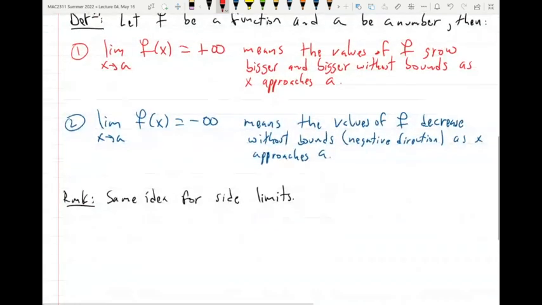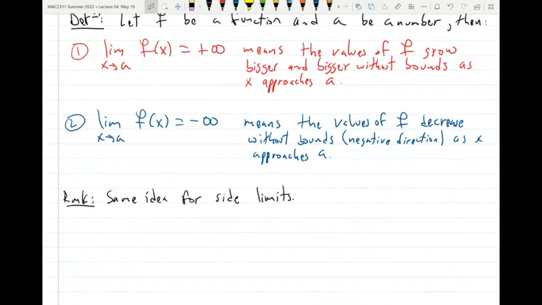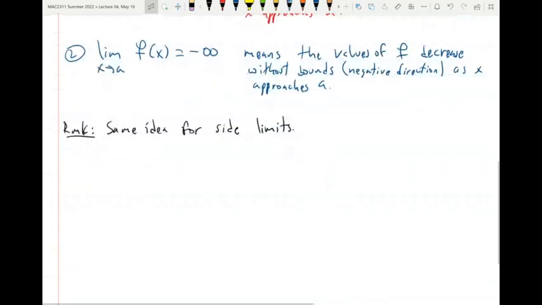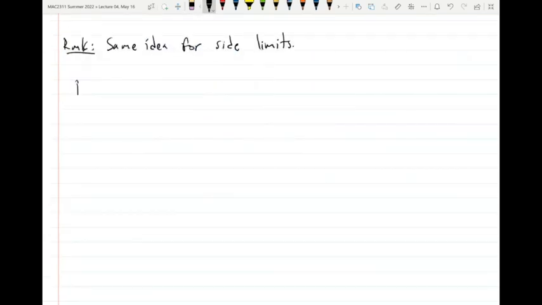Are we okay? All right, so let's do some examples, and then we're going to define vertical asymptotes. Before we do examples, let me write down the properties. So properties of infinite limits.